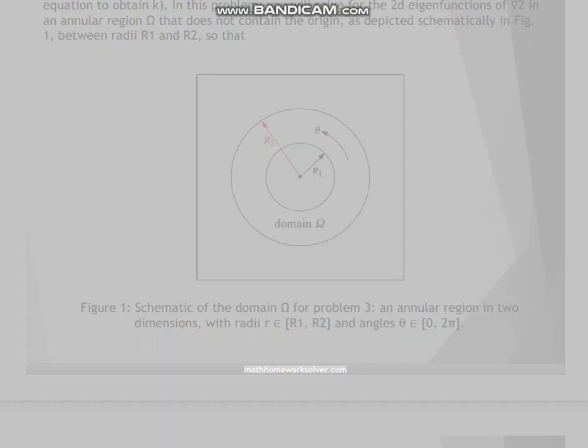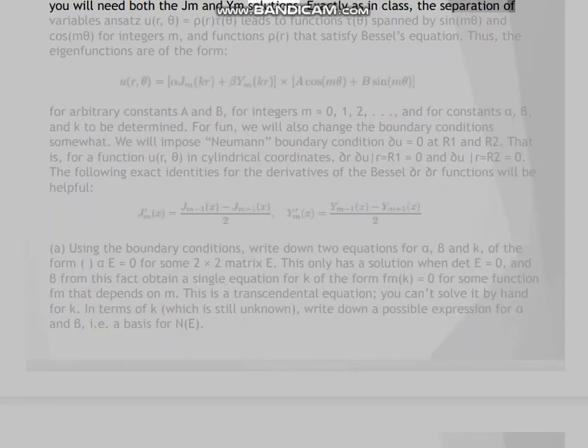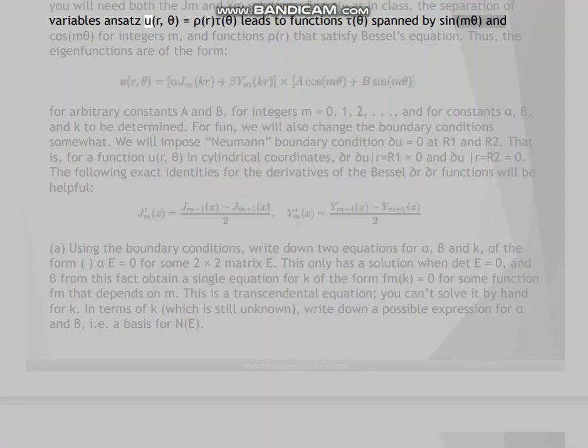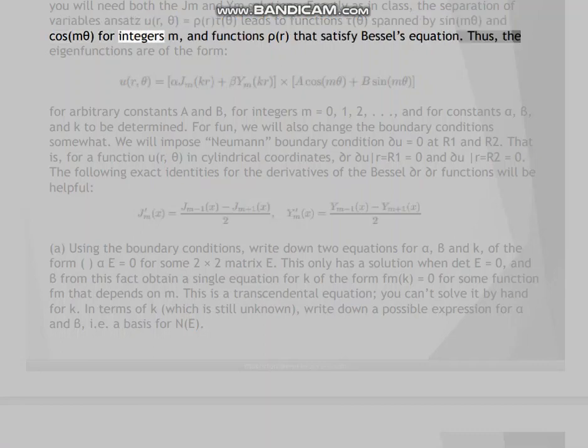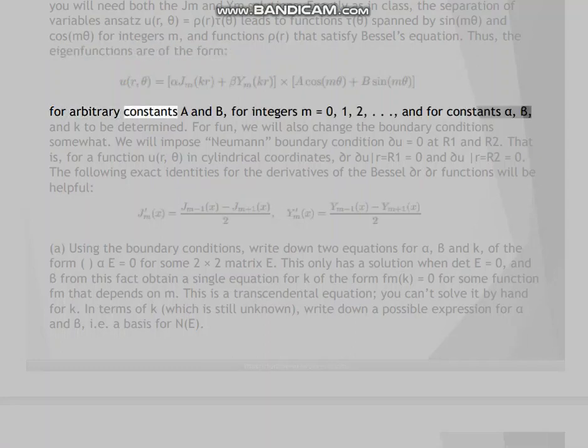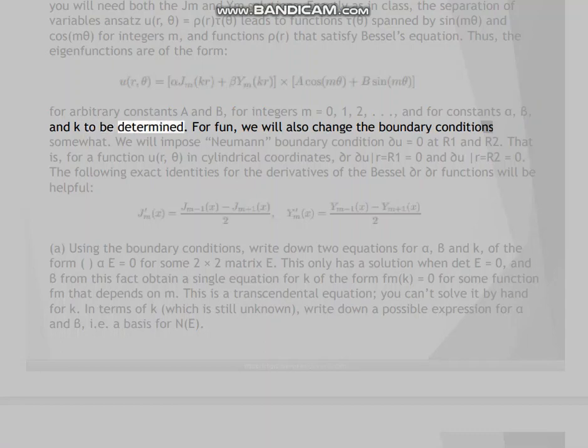You will need both the J_m and Y_m solutions. Exactly as in class, the separation of variables ansatz u(r, theta) equals rho(r) tau(theta) leads to functions tau(theta) spanned by sin(m theta) and cos(m theta) for integers m, and functions rho(r) that satisfy Bessel's equation. Thus, the eigenfunctions are of the form given, for arbitrary constants a and b, for integers m equals 0, 1, 2, and for constants alpha, beta, and k to be determined.